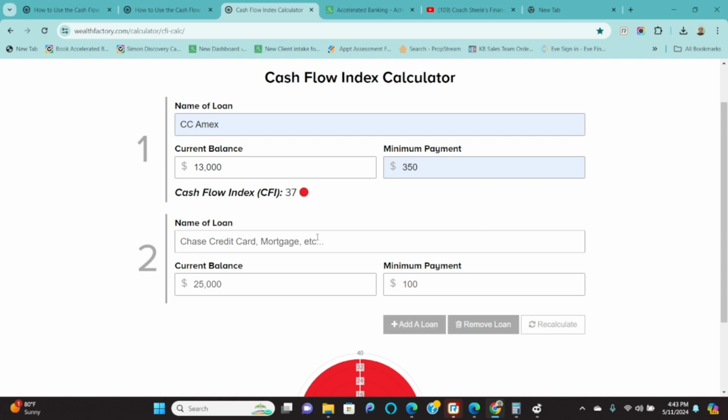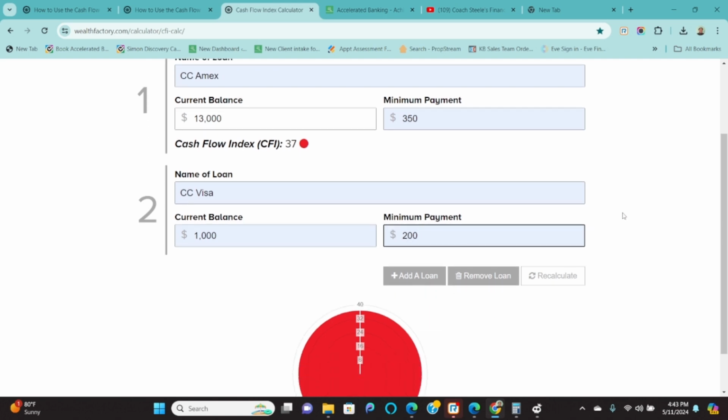So we click on add a loan. Let's see, what else did we have? We had a Visa card, and that Visa card was about $1,000, and you put in that your payments are minimum $200 a month, not what you pay, but what the credit card company requires that you pay. So now we have two debts that we have put in here, an American Express and a Visa card. So let's add one more.